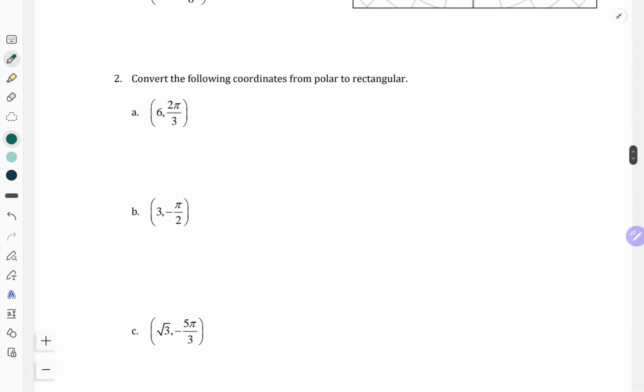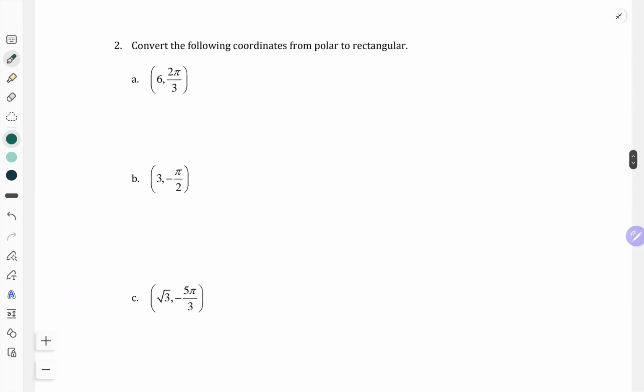Let's go and start with a couple of these. So these are going, like I said, the easy direction, just convert from polar to rectangular. So we're going to use these two formulas right here, right? Given polar, this is an r, this is a theta. I'm going to just say x is this r cosine theta, and y is the r sine theta.